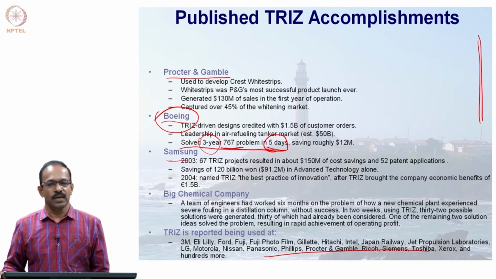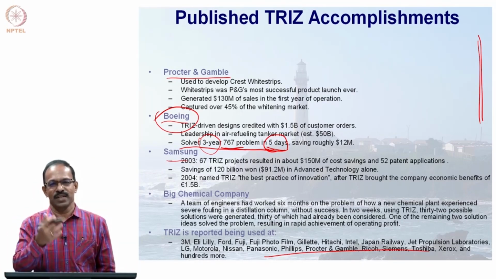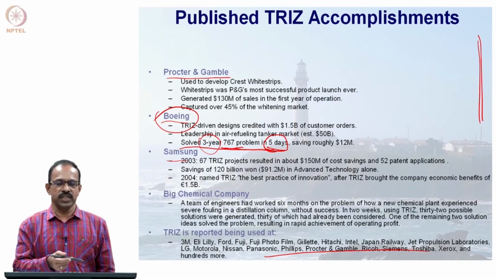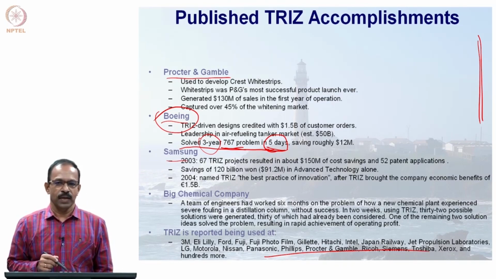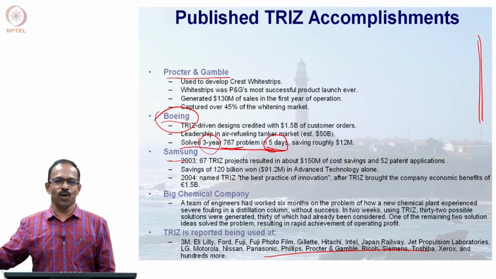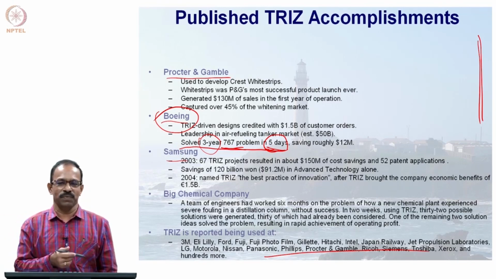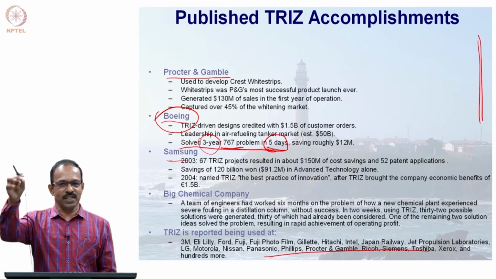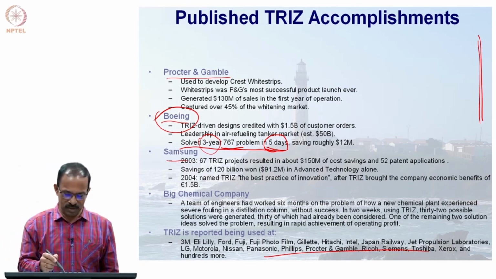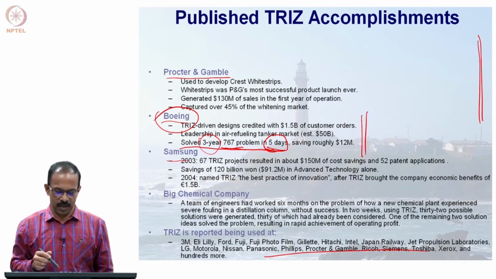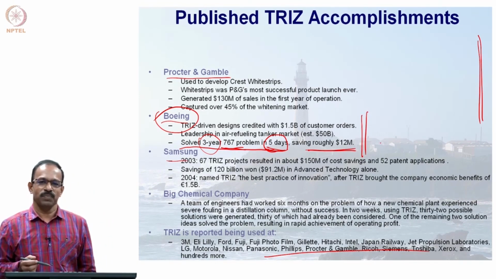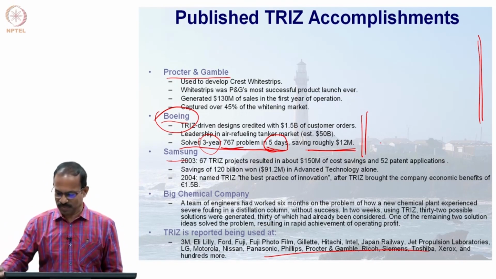They could solve the problem which they had been working on for 3 years, but when they applied the TRIZ methodology, they solved it in 5 days. The reason is that they were searching all over the place for the solution, but TRIZ said, if this is the problem, you can find the solution only in this particular space. So you go to that space and search for the solution, and you will find it. That is why they could solve the problem, and they saved around $12 million by solving it using the TRIZ methodology.